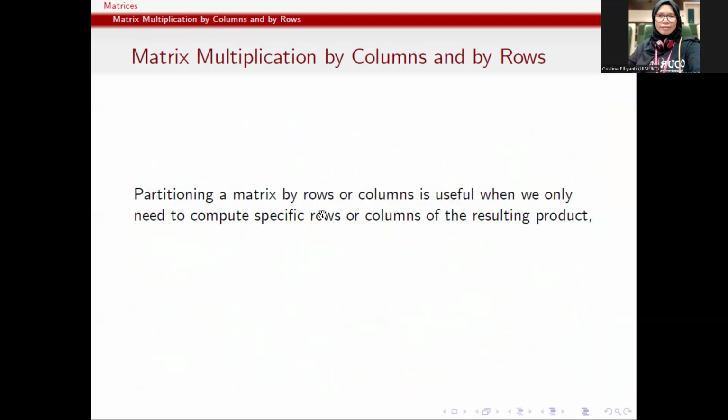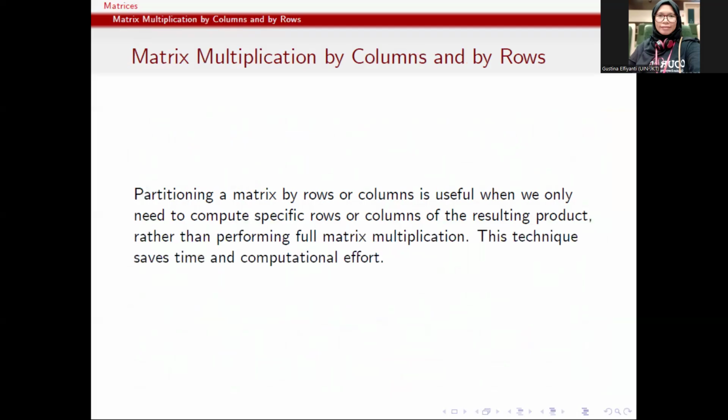Partitioning a matrix by rows or columns is useful when we only need to compute specific rows or columns of the resulting product, rather than performing full matrix multiplication. This technique saves time and computational effort.